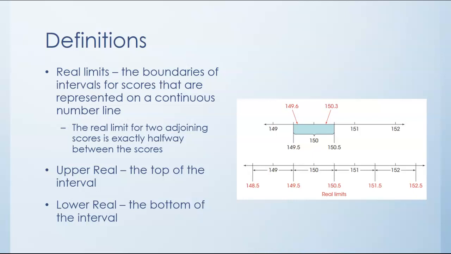So we have 149 and 150. The real limit from 149 to 150 would be 149.5. That would be the upper limit for the 149. The lower limit would be 148.5. And what that basically means is that anything that falls between 148.5 and 149.5 would go into the bucket of 149. Okay, so we're able to narrow down exactly what goes in each individual continuous bucket.